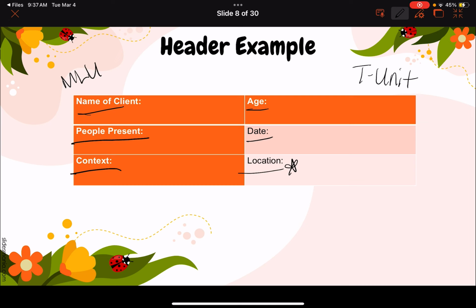you would also want to have this exact same header. So who is the client? How old are they? Who all is present? And what you can do is, let's say your name can go here and that can equal the SLP. And then the client's name can go here and that can just equal client or whatever you might want it to equal. Or you can do initials, which is totally fine, so that you don't have to be writing out full names the whole time.